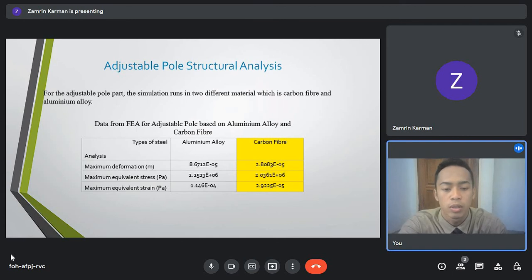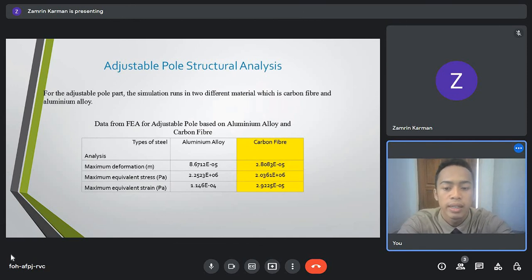For the adjustable pole, same as the J-cell, I chose two different types of material, which are aluminium alloy and carbon fiber, to be compared in deformation, stress and strain. I chose these two types because they are quite popular as poles for agriculture tools. Here are the data from FEA, and carbon fiber was chosen as it deformed less compared to aluminium alloy, and as we all know, carbon fiber is lighter than aluminium alloy. The longer the pole, the heavier the pole, so we need to use a light material to make the user feel comfortable while harvesting the palm oil fruit.